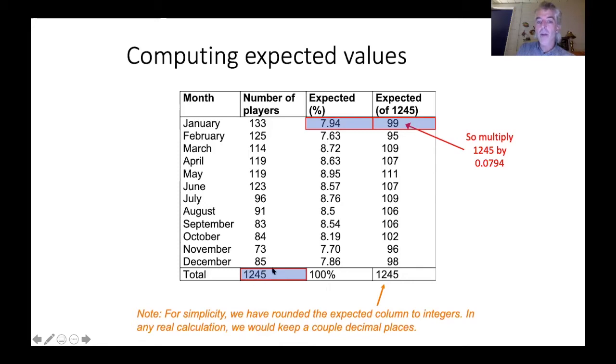And when we do that, we can calculate that we expect that 99 out of these 1,245 NHL hockey players would be expected to be born in January if the births of NHL hockey players was proportional to the overall population in Canada. And we can do that for each of the 12 months in the year to come up with our expected values of births in each of the 12 months. Now, in this case, to keep it simple, I've rounded these to whole numbers, but normally when you calculate your expected values, you would retain the decimal places in your calculations.